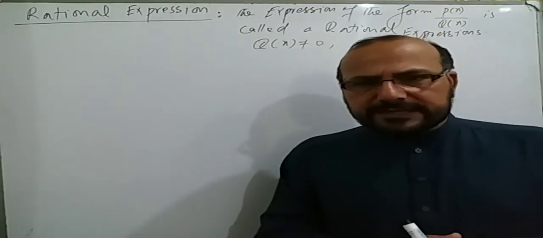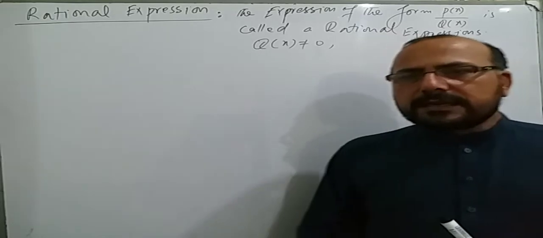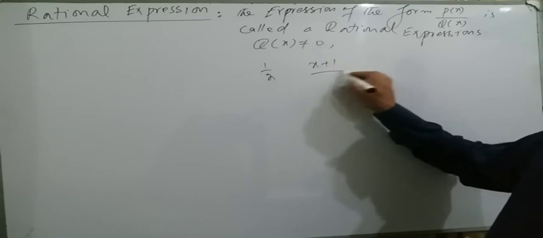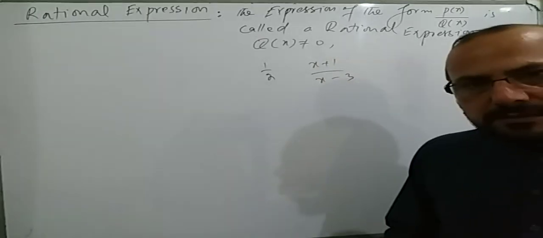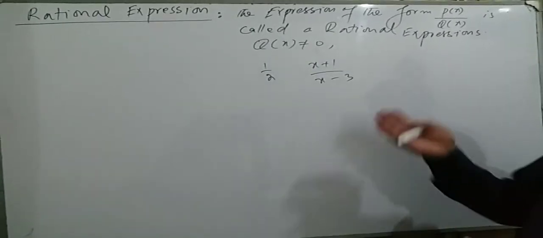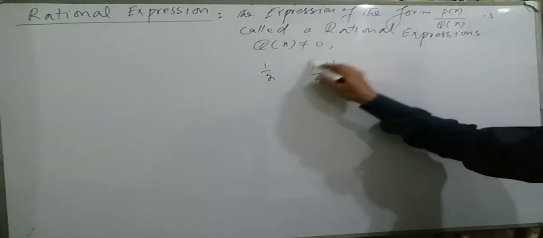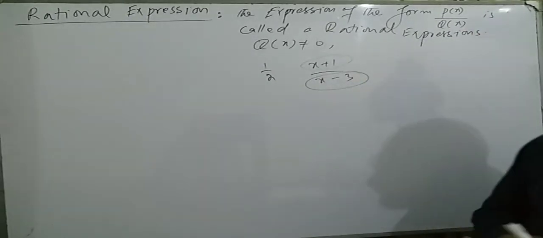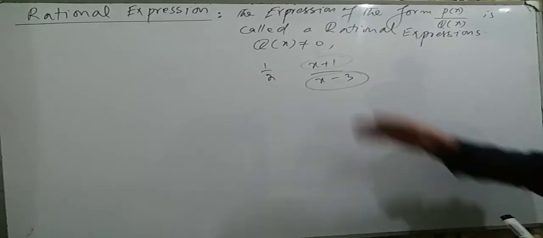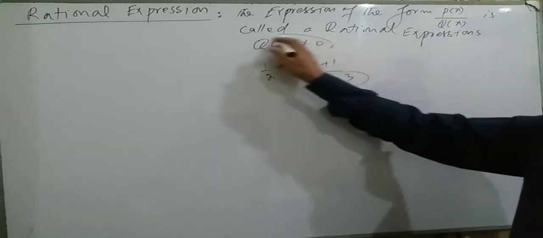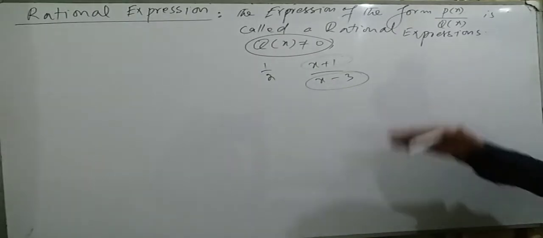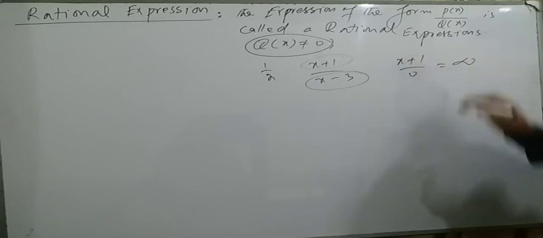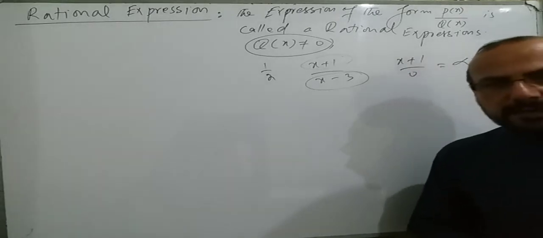The difference between a rational number and a rational expression is this: in numbers we have 1 over 2, which is a rational number. But if we have x plus 1 over x minus 3, now this becomes a rational expression. Instead of numbers, we have polynomials, or expressions in the numerator as well as in the denominator. The condition is very simple: the denominator should not be equal to 0, because if the denominator becomes 0, it will become infinity, or we can say it will become an undefined form.